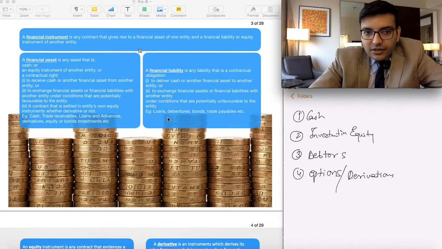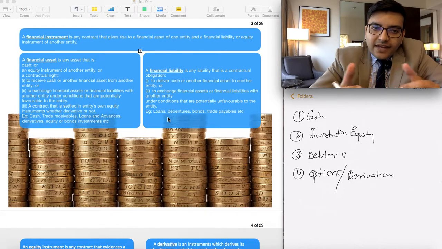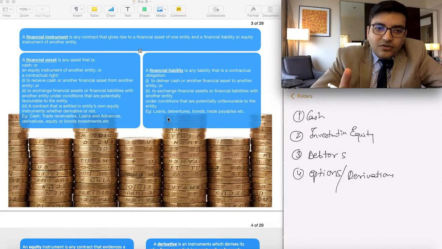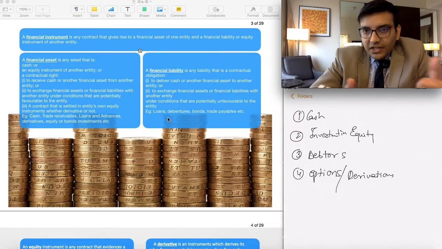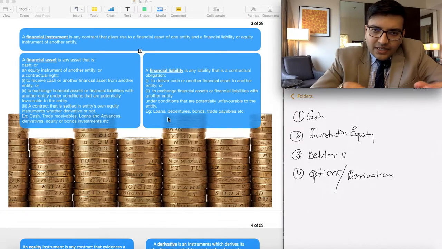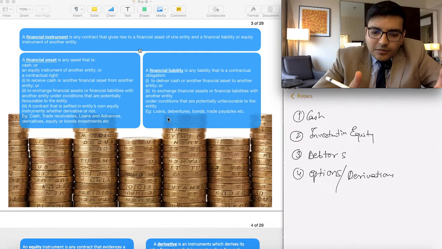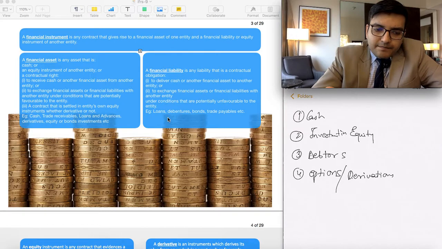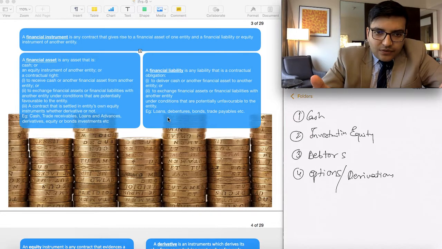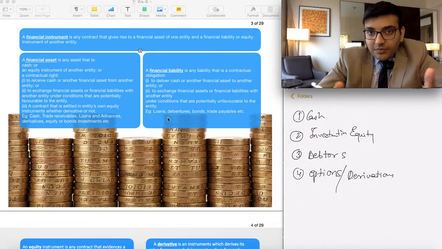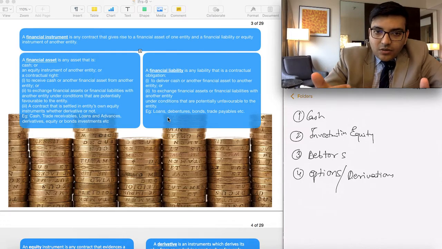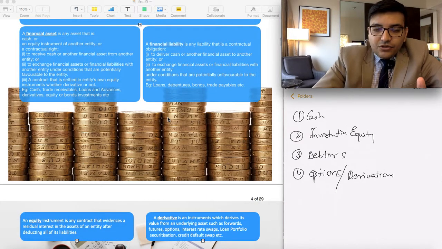So that point is for derivatives, and the next point is a contract that is settled in own equity instruments. If there is any contract which is settled in own equity instruments, like exchange of assets through equity instruments, then it is also a financial asset. We'll talk about it more in the upcoming lectures when we'll talk about examples.